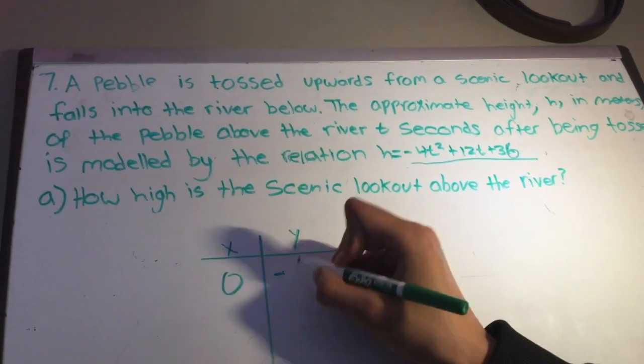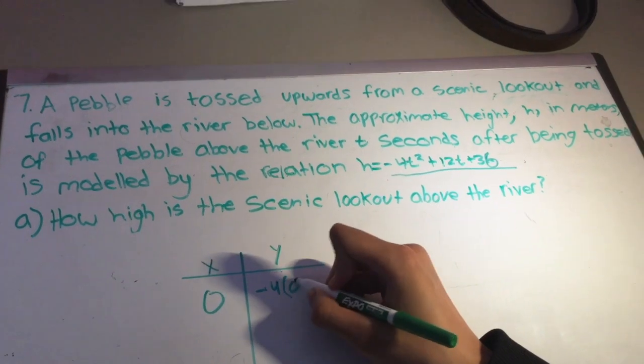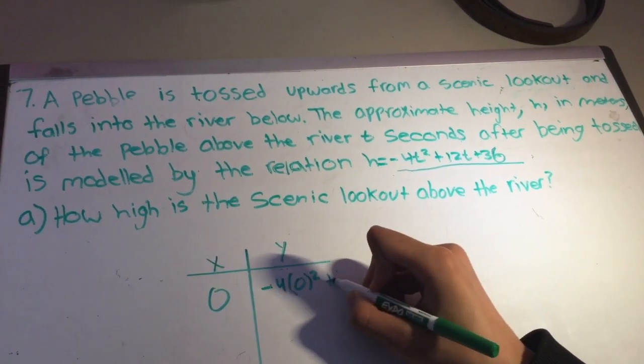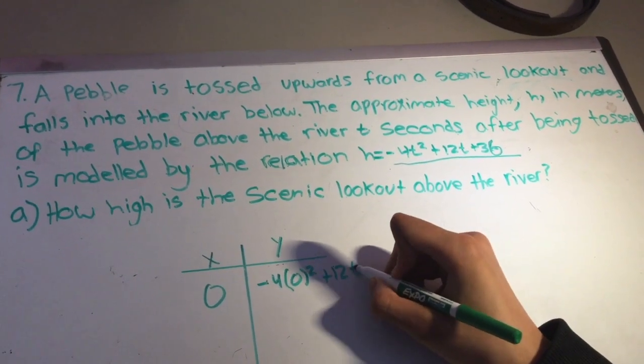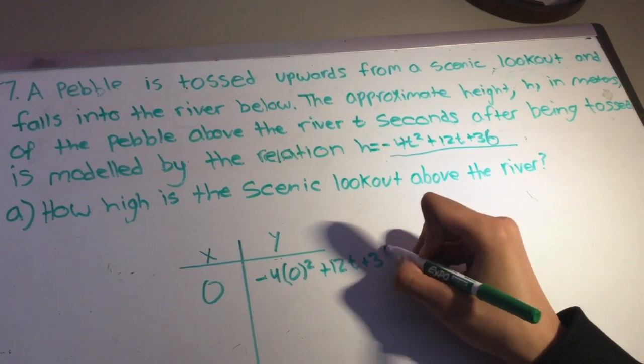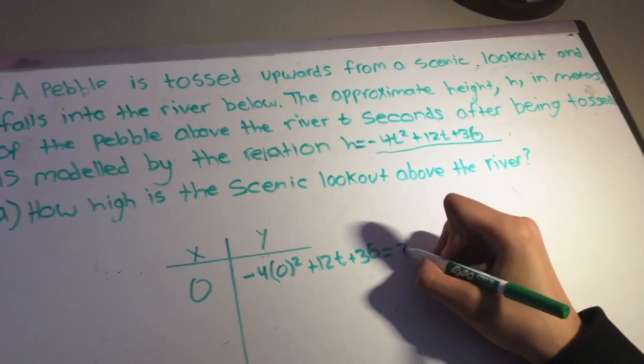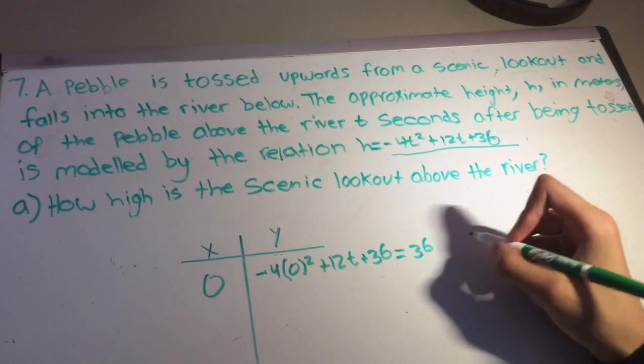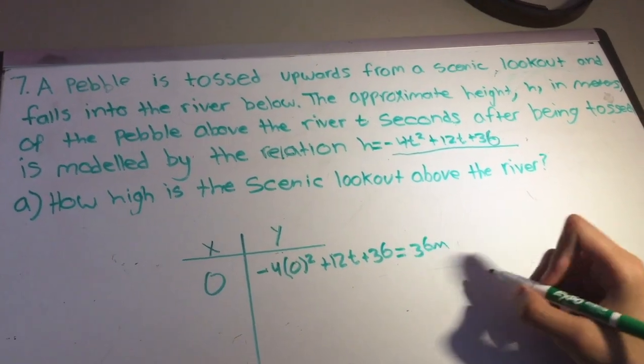Now what we must do is plug 0 into the equation provided, which gives us negative 4(0)^2 + 12(0) + 36, which gives us 36. So therefore the scenic location is 36 meters above the river.